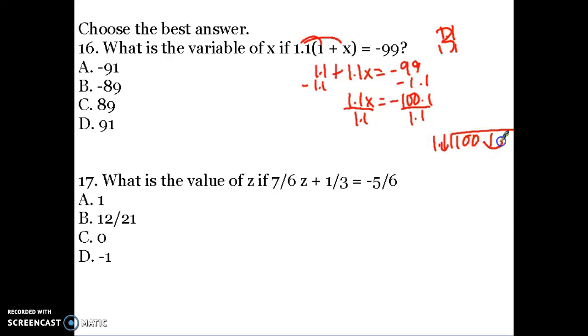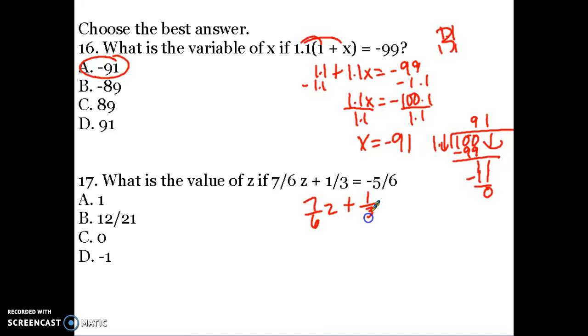Move your decimal. 11 will go into 100 9 times. 11 will go into 11 1 time. So x equals negative 91. That is A.